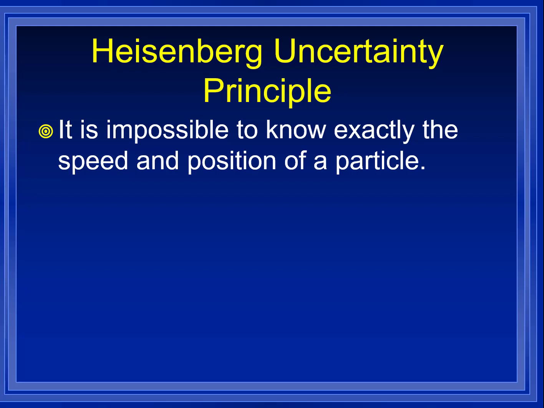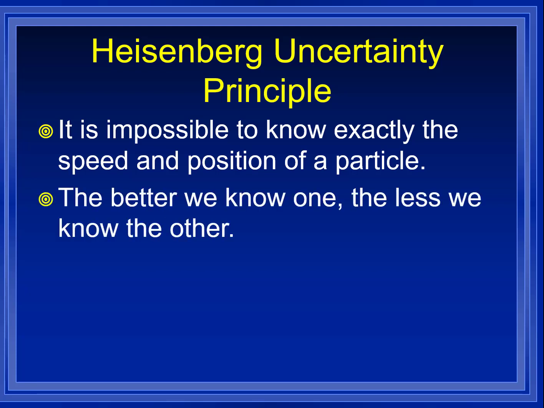It is impossible to know exactly the speed and position of a particle. And speed would be energy. So another way of saying this is it's impossible to know both the energy and position of the particle. So we're never going to be able to say how much energy the electron has and where it is at the same time. I'll give you a physical meaning, but it's actually because they're quantum quantities. And the way it works, the better we know one, the less we know the other.